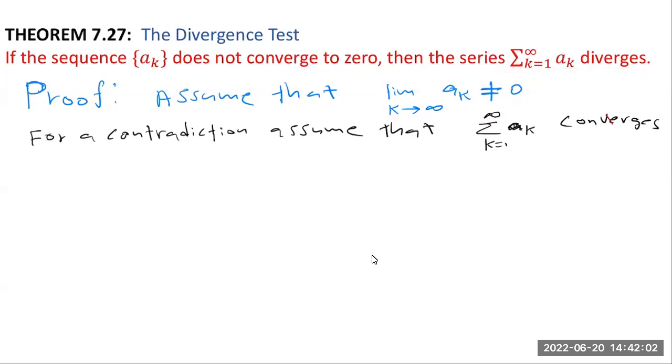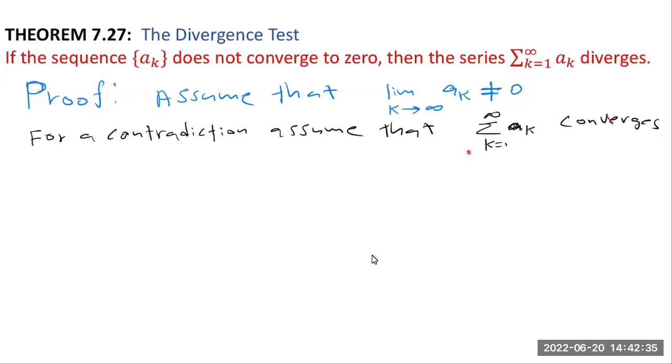What I'm going to do is, for a contradiction, assume that this series converges. We want to show that it diverges, of course, but I assume that it converges, and then I'm going to come up with a contradiction at the end. If this series converges, what can you say about the partial sums?